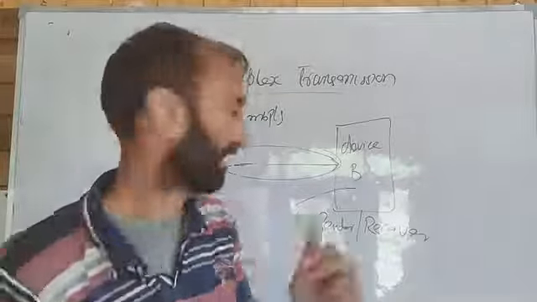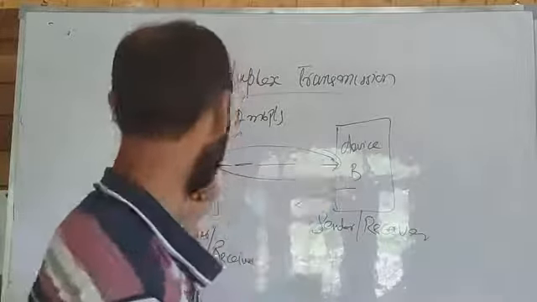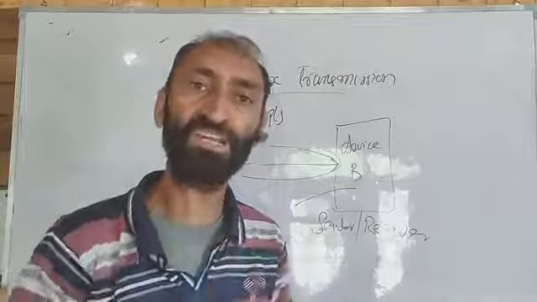That means in full duplex transmission the transmission takes place from both the sides at a time, both the sender as well as the receiver. Both the devices A and B can send as well as receive data simultaneously.